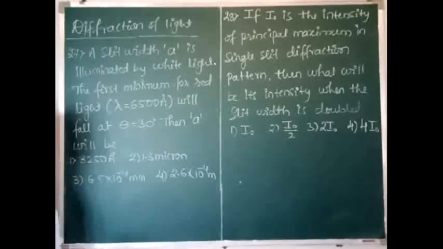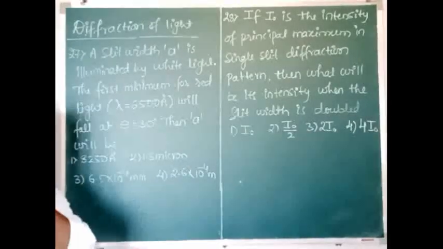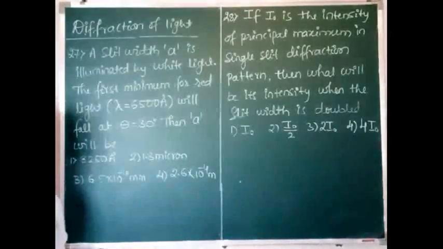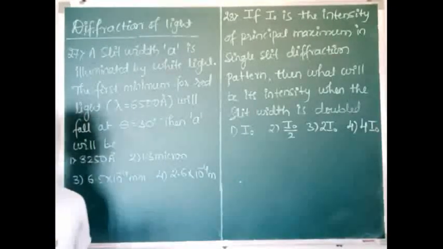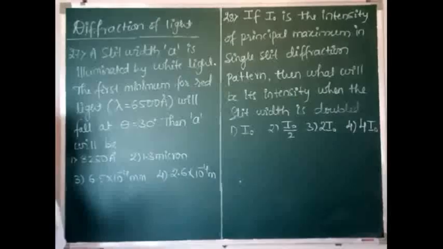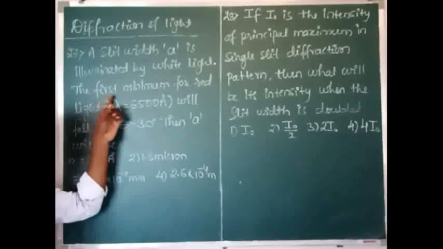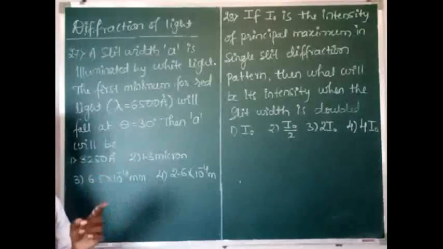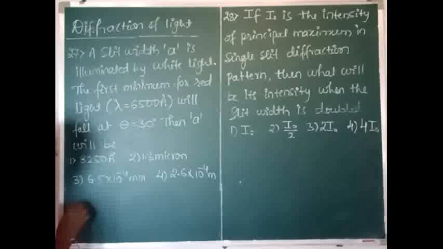30 degrees. Already we know the path difference for minima is equal to n into lambda, and the path difference for the maxima is equal to (2n plus 1) into lambda by 2. But here the first minimum is given, so we have to use the path difference for the first minimum. Okay, so, solution.